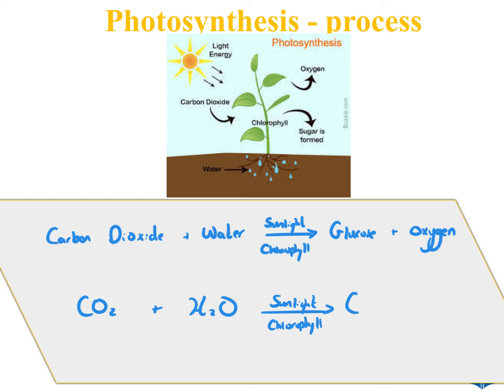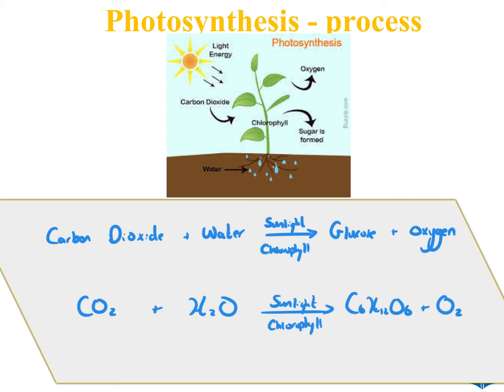We have our glucose, which is C6H12O6. And we also have our oxygen, which is O2. Now, anyone who studies chemistry will know that this has to be a balanced chemical equation. So we have to have the same amount of carbons, hydrogens, and oxygens on the left-hand side as we do on the right-hand side. And we can see straight away that this is not the case, because over on the right-hand side here, we have 6 carbons. Over here, we only have 1.